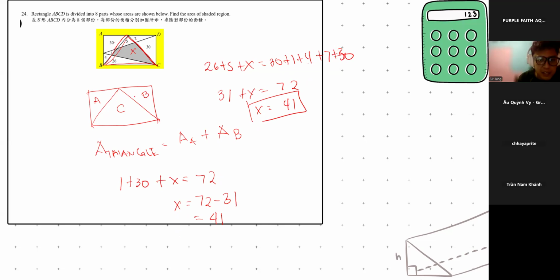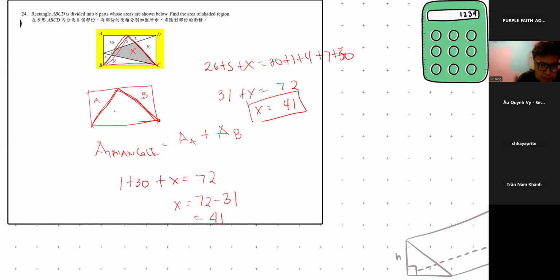Okay, again, I will explain it again. So this is the theorem, okay? If we inscribe a triangle inside a rectangle, let me draw it again. So we have an inscribed triangle. The area of this triangle is equal to the sum of the area outside of it. So outside of this triangle, let's say we have area A and area B.